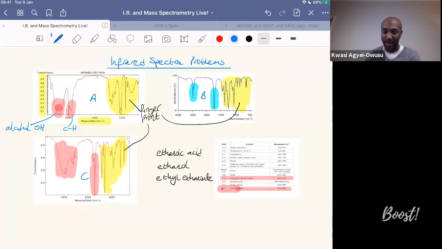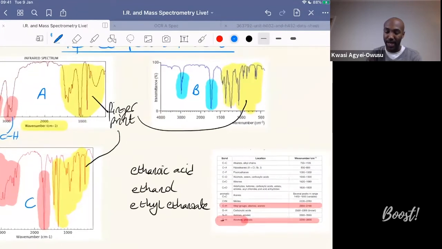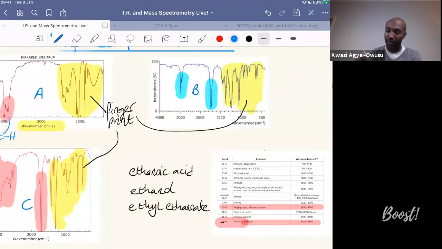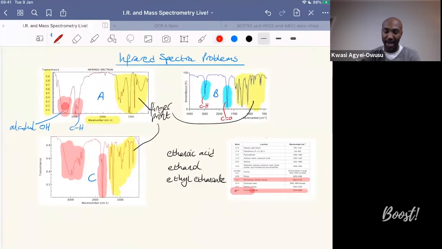But let's have a look at B to see what we've got. So B has a CH as well. So if we label that, that's a CH absorbance. And then if we look at the very strong absorbance at about 1700, that is a carbonyl absorbance there. So CHs and a carbonyl. There are no OHs present, so that's looking good for our ester.